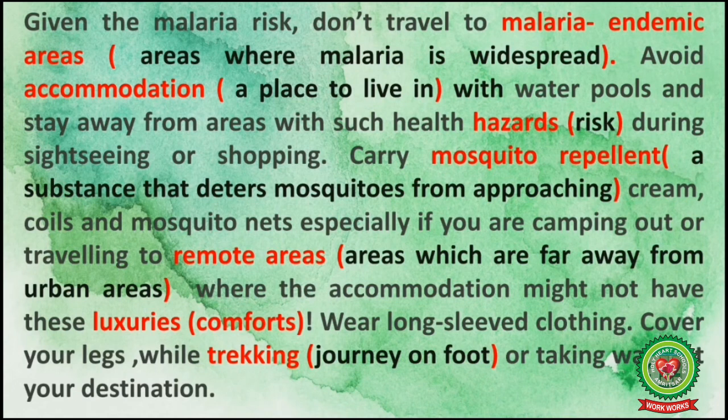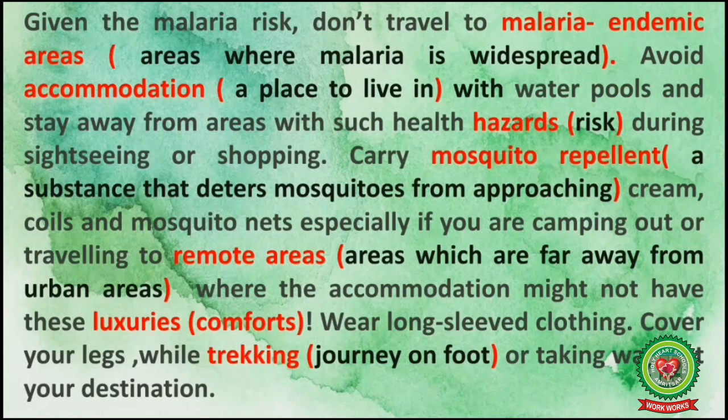Now students, write down the meanings. Malaria endemic areas, areas where malaria is widespread. Accommodation, a place to live in. Hazard, risk. Mosquito repellent, a substance that deters mosquitoes from approaching. Remote areas, areas which are far away from urban areas. Luxuries, comforts. Trekking, journey on foot.